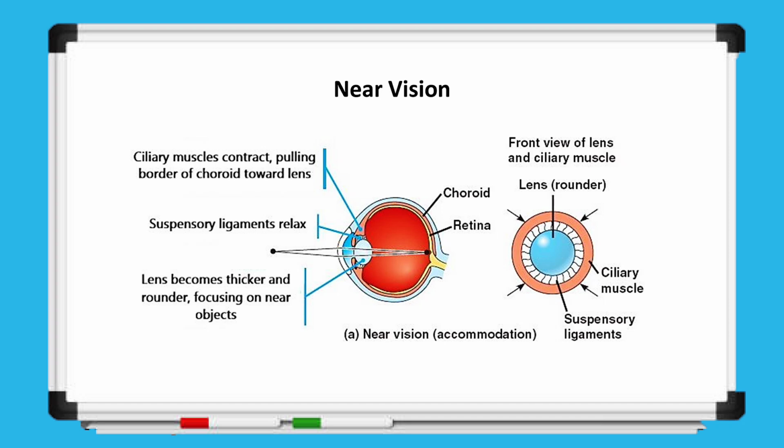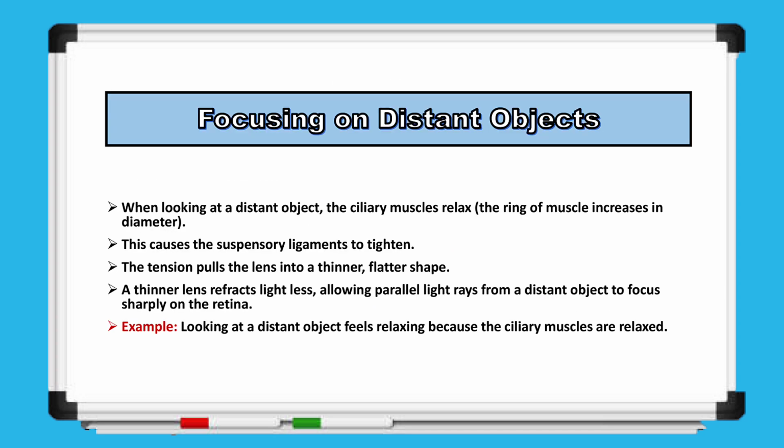In the front view of the eye, you can observe the rounder lens, the ciliary muscles, the choroid, the retina, and the suspensory ligaments working together to achieve near vision. This demonstrates how the eye adjusts its lens shape to focus on nearby objects. Now let's look at accommodation for focusing on distant objects.